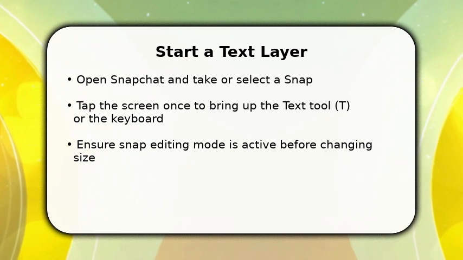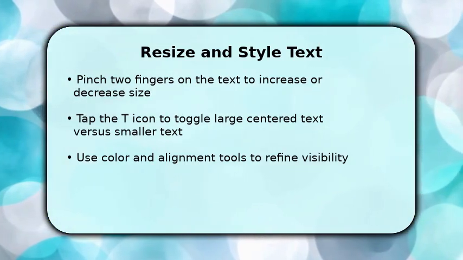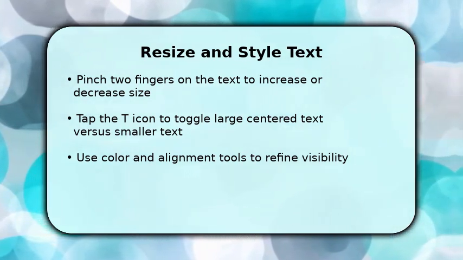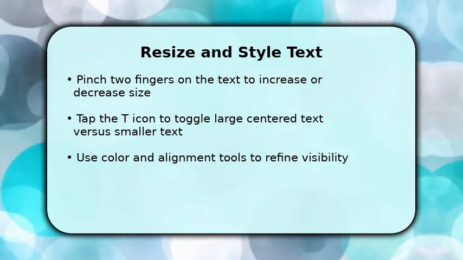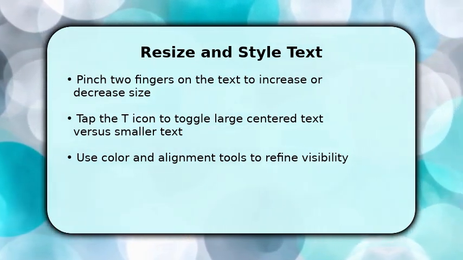Now refine how it looks. Pinch outward with 2 fingers on the text to increase size, pinch inward to shrink. This is precise and immediate. Alternatively, tap the T icon to switch to the bold, centered title style which auto-sizes, then pinch to tweak further.